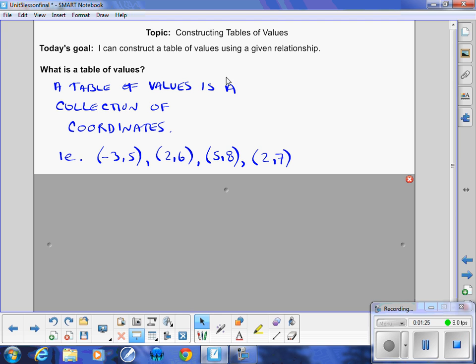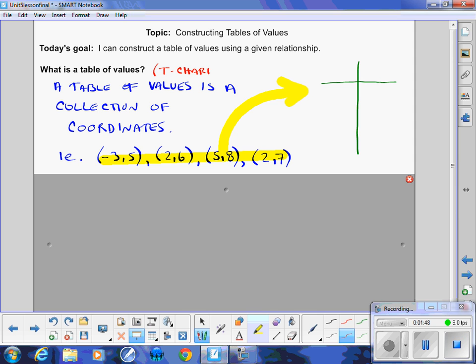So when you have a whole bunch of coordinates, we can more efficiently write it as a table of values. What the table of values looks like is a T-chart. I'm pretty sure that's what you were introduced to. It's a collection of coordinates, but a table of values is also a T-chart. So we put all our X's in this column, and we put our Y's in this column.